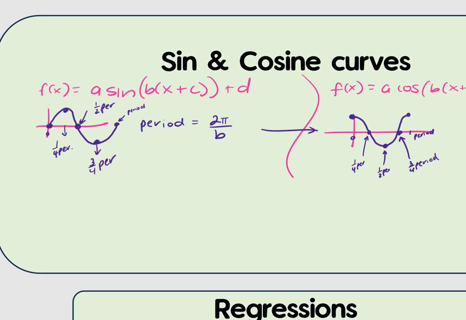Okay, then we had things like amplitude, midline, period, frequency, all that stuff, right? So your midline is max plus min divided by 2. It is also your value for D. That is your vertical shift.